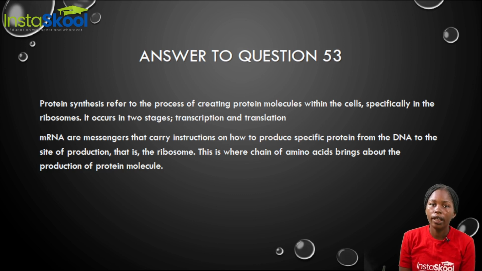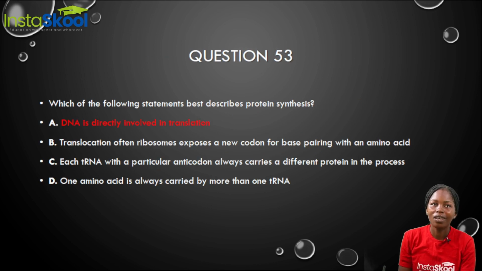Now, the mRNA are also known as the messenger RNA. And these mRNA carry instructions on how to produce specific protein. And where does it take this instruction from? From the DNA. It carries it to the site of production, which is the ribosome. In the ribosome, chains of amino acids come together to form protein molecules. When we look at our options, option A is the most correct because the DNA is directly involved in this process.